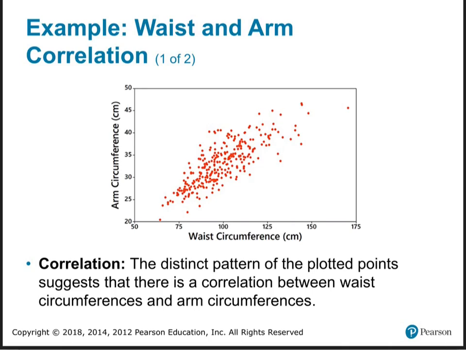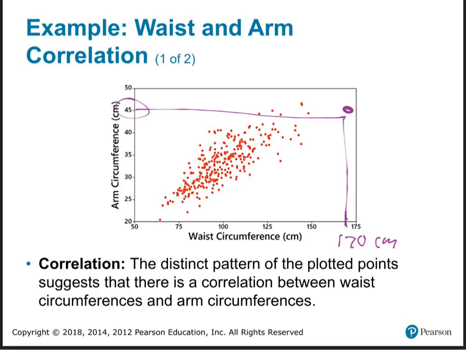Let me make sure this data is making sense for you. Suppose there's a dot up here. What is that dot that's way up there? That person has a waist that is maybe 170 centimeters around. I have no feel for centimeters, so whatever. And their arm is 45 centimeters around. Maybe that's upper arm. That's not one dot, that's one person. That one dot is one person's waist and arm circumferences.